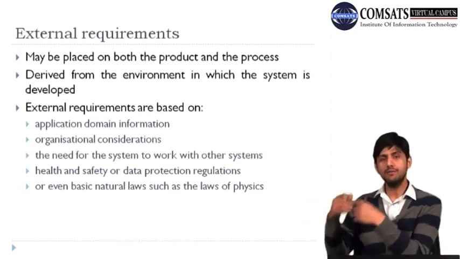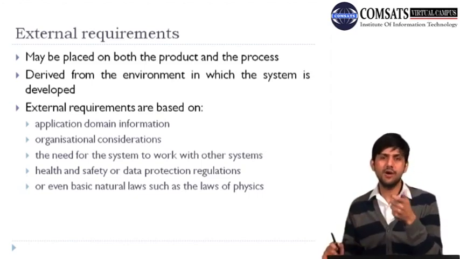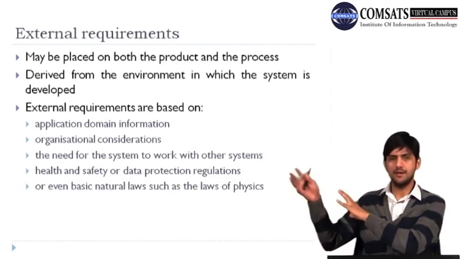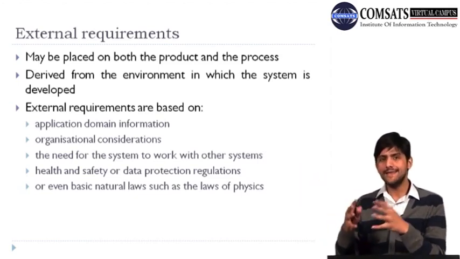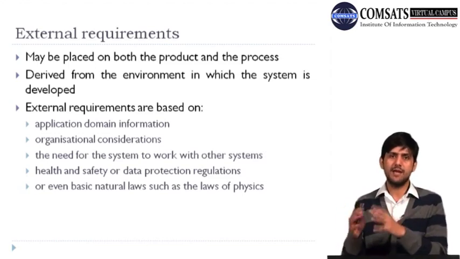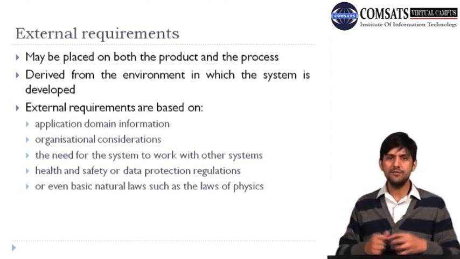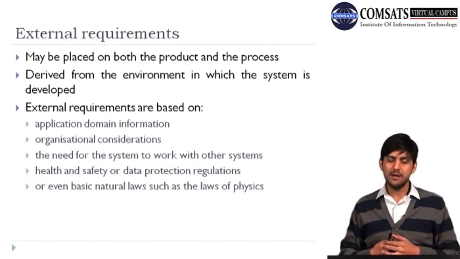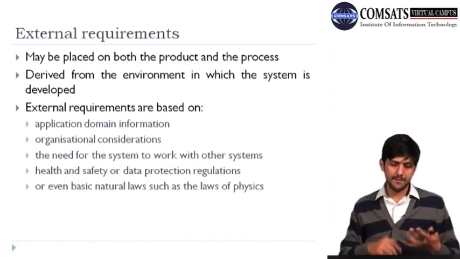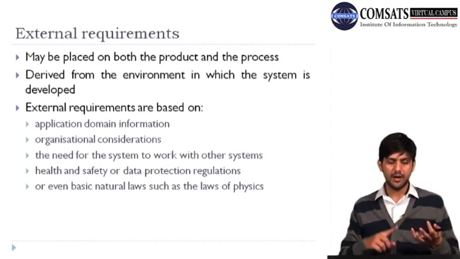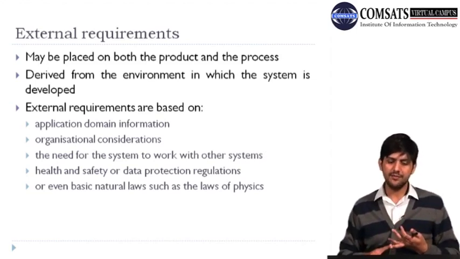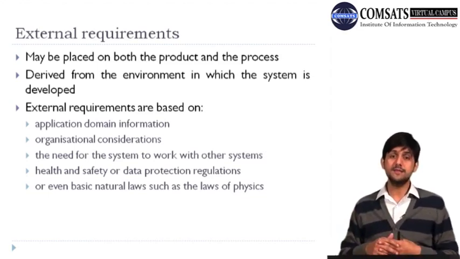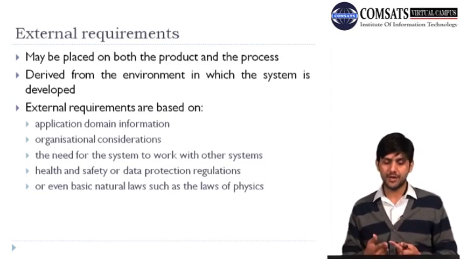We remember there were three different kinds of external requirements. There can be legislative requirements, and there can be requirements with the external interfaces. If there is any legislation, it can be on the process or on the product. So they are derived from the environment in which the system is developed. Right? External requirements are based on the following things: application domain information, organizational considerations, the need for the system to work with other systems, as I gave the example of legacy systems, health and safety, or data protection regulations.